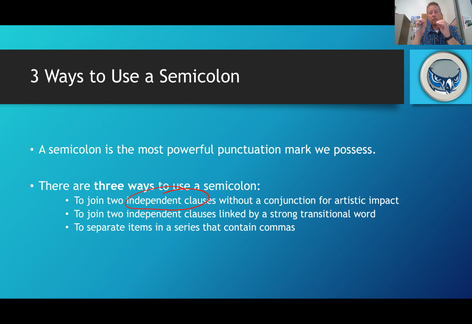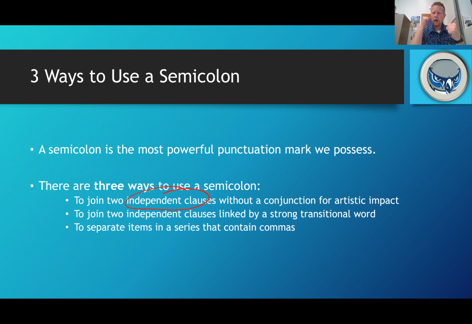I love baseball; I hate football. Notice I don't have a conjunction. I don't say, I love baseball, and I hate football, or, I love baseball, but I hate football. I just had that semicolon, which makes it more powerful.